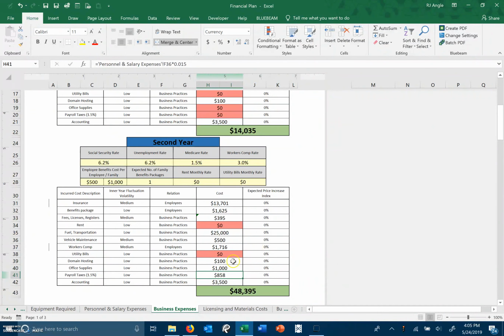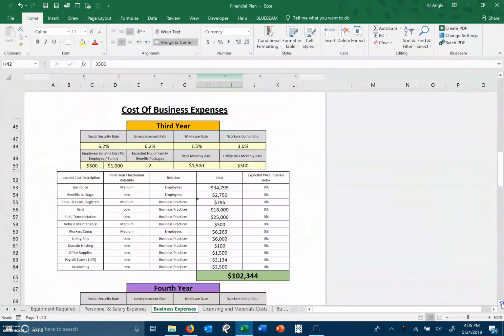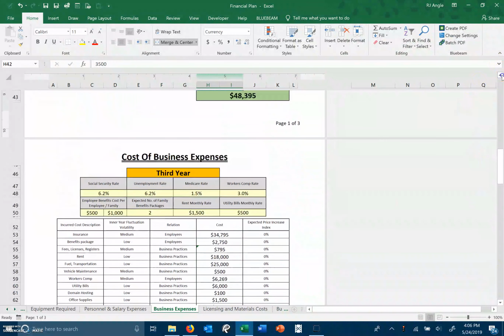Payroll taxes is now a reality of having employees. That is 1.5% of the amount that you're processing. So again, I'm taking the total salaries that I'm paying out via payroll and adding 1.5% to that, and that's going to be my payroll tax amount. And I have to file taxes yet again as a business at the end of this year. That gives me a second year-end total of $48,395 of business expenses.